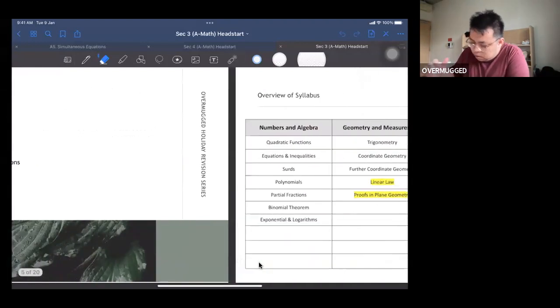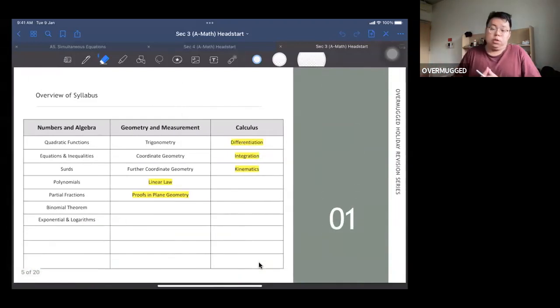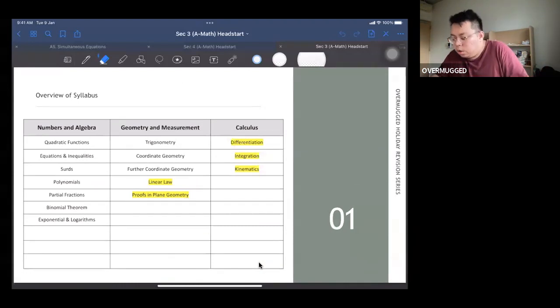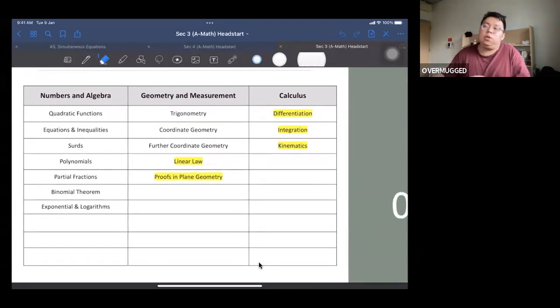Okay, let me first talk a bit about the syllabus. This is the main syllabus. If you didn't know, you can always refer to the SEAB syllabus guide. Go online, go into SEAB, and search for the Additional Mathematics 4049 syllabus. That will be the O-level paper in 2 years' time, and these are all the topics that you'll be covering.